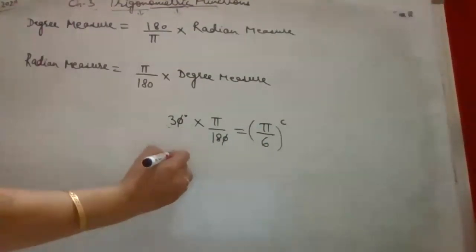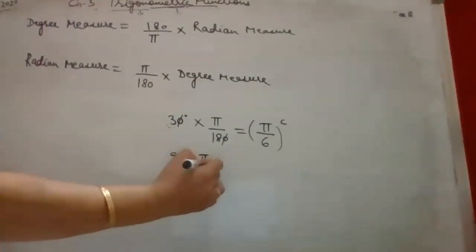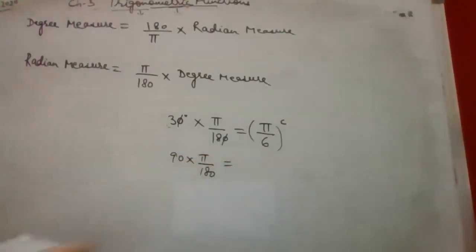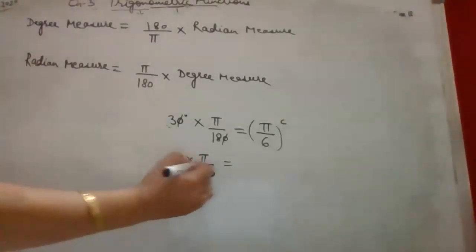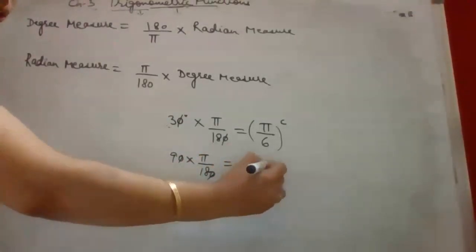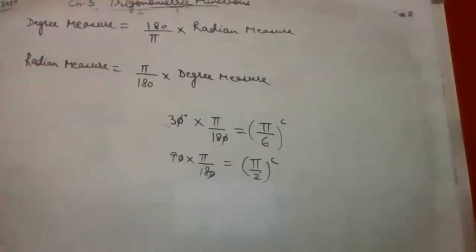Let us take another, 90 degree. If I want to convert, we'll multiply it by pi upon 180 and we get it as pi by 2. 90 degree equal to pi by 2 radian. So in place of 90 degree, you can write pi by 2.